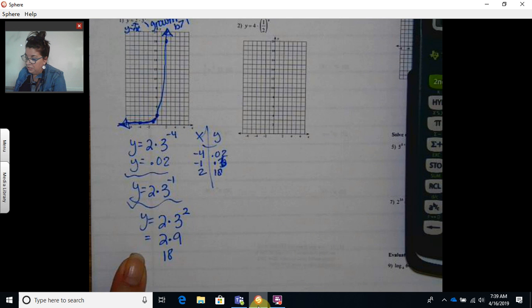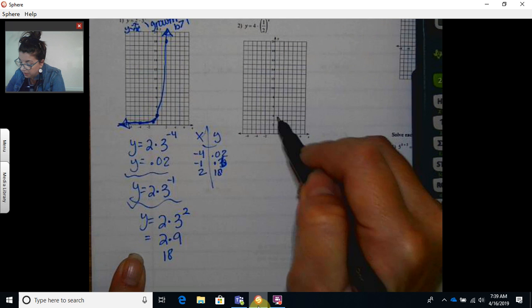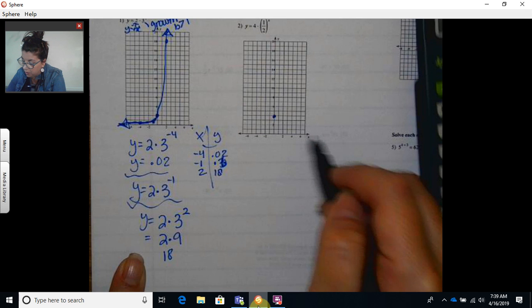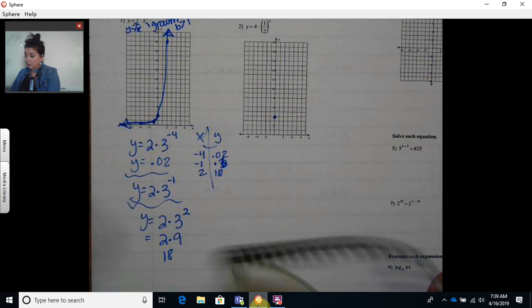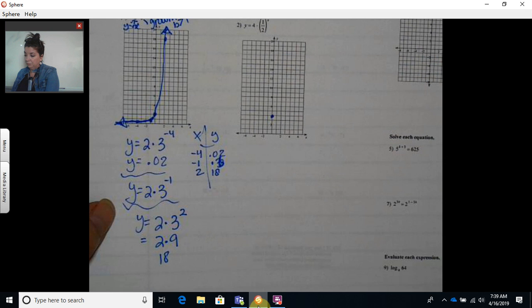And on number 2, what's your y-intercept going to be? 4, and it's going to be a decay. Just knowing that little information, you have a little bit to go on, right? So just find some other ordered pairs to help fill in the gaps, so you have a little bit more accuracy. Everybody cool with that?